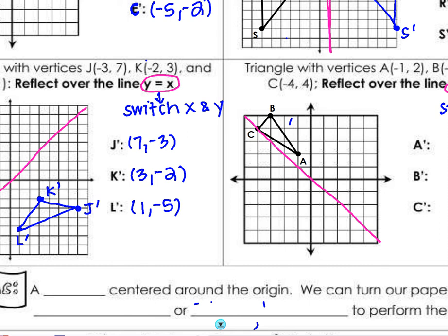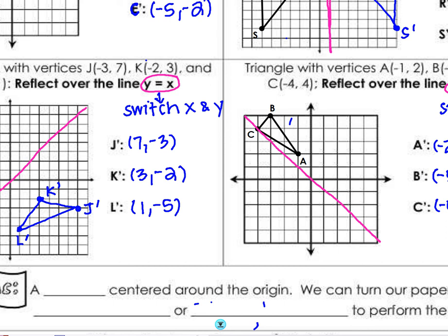Okay, so A was negative 1, 2. So that means 2 goes here. 1 goes here, and switching their signs, this was negative, so it goes positive, and 2 changes to negative. Perfect. And then we have negative 5, 3, changing and switching. And then this one goes, oh, how interesting, negative 4, 4. It's the same dot. When it lies on your line of reflection, then it actually stays in the same spot.